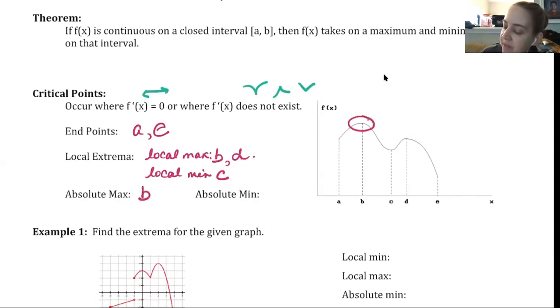And my absolute min, I think, did I just say local max? I meant absolute max. I don't know, I'll have to rewind. Your absolute max is the highest of the high, and your absolute min is the lowest of the low. Now, in this case, the endpoint does count.